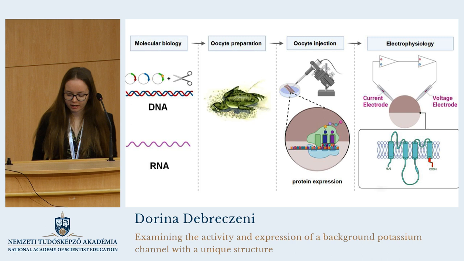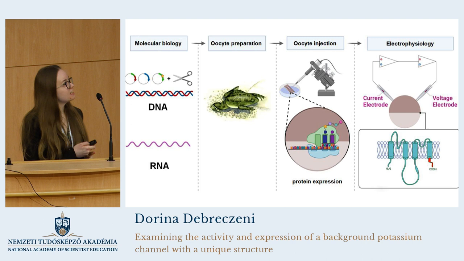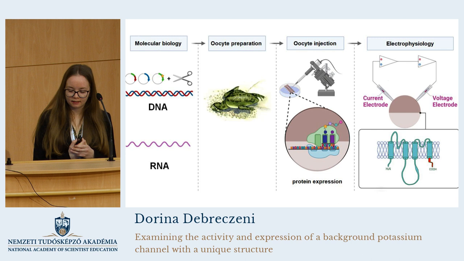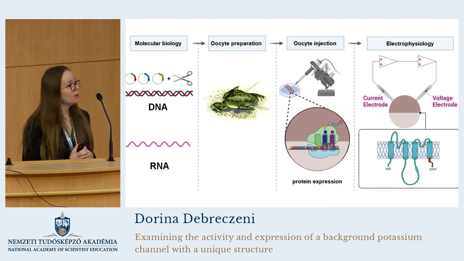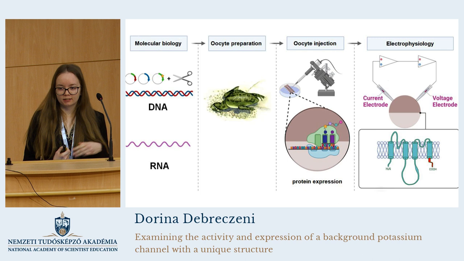The TRESK channel can be investigated in the African clawed frog oocyte expression system by using the two-electrode voltage clamp technique. We prepared the cDNA of the mutants with the help of some bacteria, and then, in order to understand the function of the intracellular C-terminal region, we made several modifications. We replaced certain amino acids with hydrophobic or positively charged ones. Our aim was to investigate whether the C-terminal region has any effect on the channel activity.